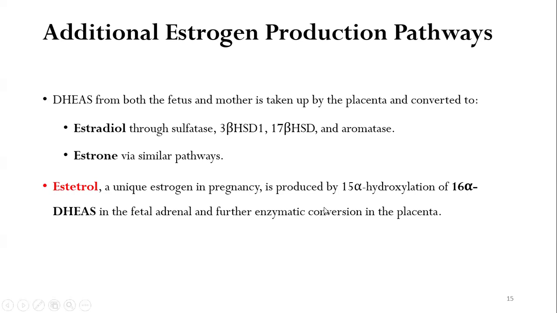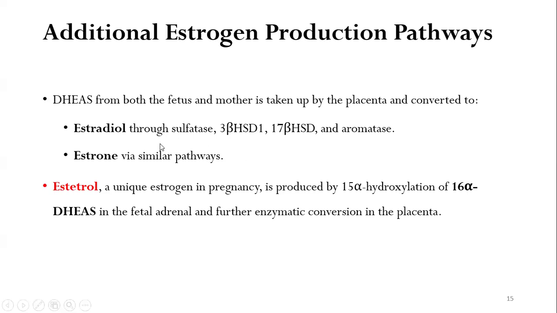Additional estrogen production pathways. DHEAS from both the fetus and the mother is taken up by the placenta and is converted to estradiol through enzymes like sulfatase, 3-beta HSD1, 17-beta HSD, and aromatase, and it is also converted to estrone via similar pathways.